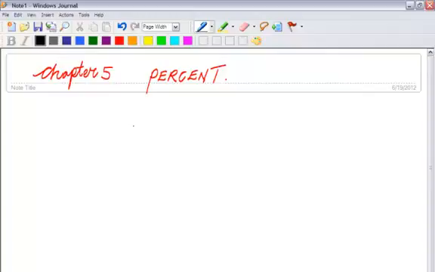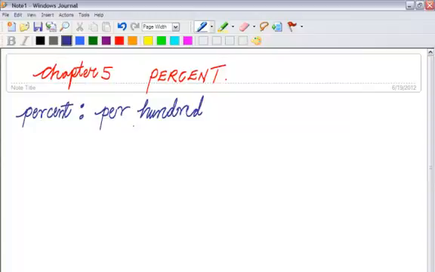So what is the meaning of the word percent? 100 divided, the number divided by 100. Percent means per hundred, okay? Per hundred. So percent means per hundred.